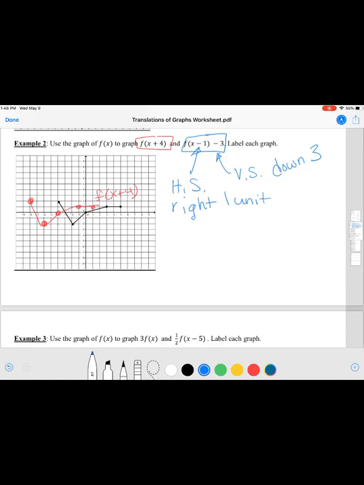So I'm going to take all my x's and I'm going to move them to the right. So I'm going to take all those points on f of x on my black function, and I'm going to move them all over to the right one, and then I'm going to move it down 3. So when I look at this point right here, I'm going to move it over 1 and down 3. I'm going to move it over 1 and down 3 for each of those points.